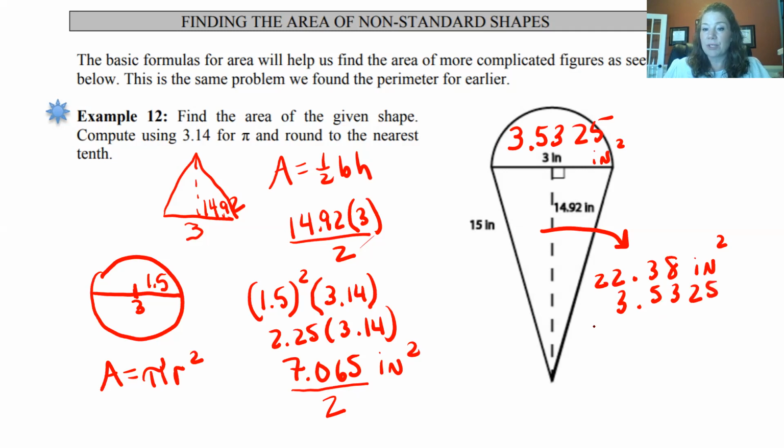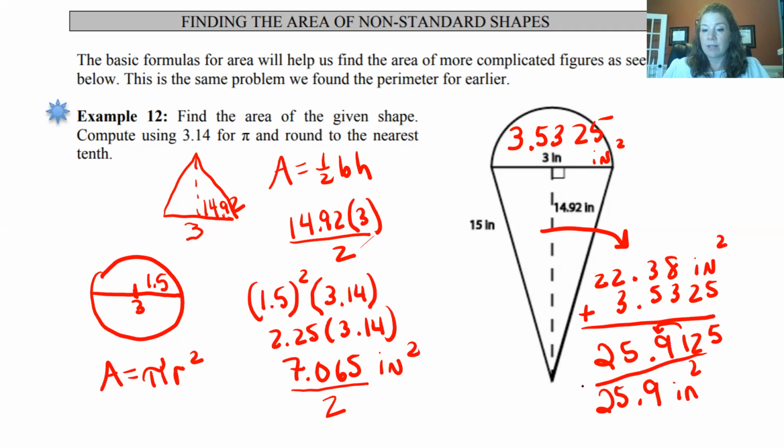areas. Make sure when you're adding with decimals, you line up those decimals on top of each other. So 5, bring down the 5, bring down the 2, 11, 9. I'll bring the decimal straight down, 5 and 2. And then finally, it tells me to round to the nearest tenths. Well, the 1 keeps the 9 a 9. So the area of the whole figure is 25.9 inches squared. That's the area of the whole ice cream cone.